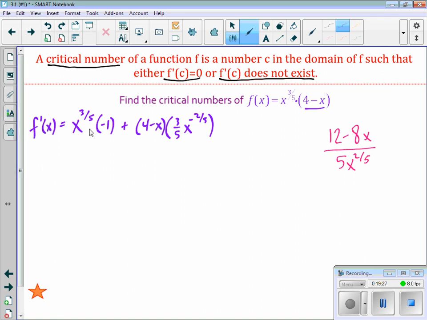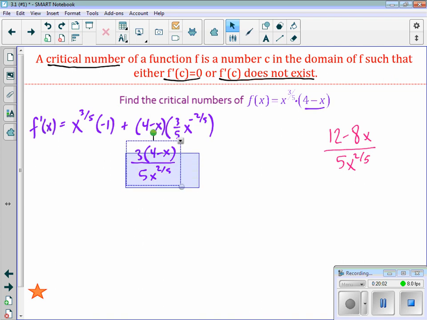Okay. So now here, this is just a minus, so I suppose I'll put that behind this one. And this one's obviously a positive piece here. I'm going to write this as a fraction. So the 3 is on top, the 5's on bottom. This I'm going to move to the bottom. So on top I've got 3 times 4 minus x. And then bottom I've got 5 and then x to the 2/5. Do you see that? Questions on that?